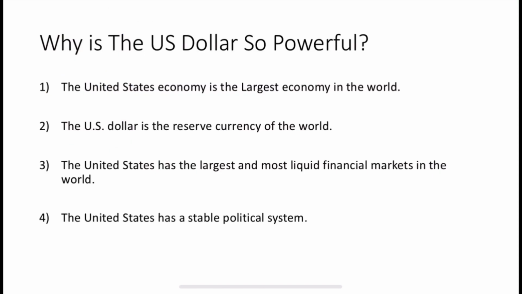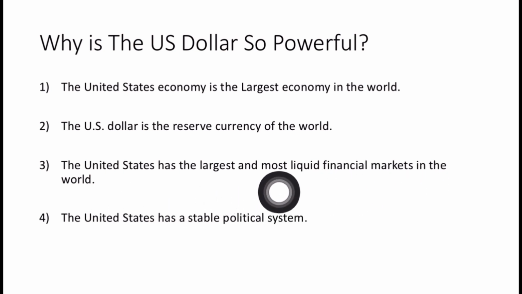So let's move on to why the US dollar is powerful. At number 1, the United States economy is the largest economy in the world. At number 2, the US dollar is the reserve currency of the world. This is one of the points people don't know about why the US dollar is most powerful. This is one of the most important points. The US dollar is the reserve currency of the whole world.